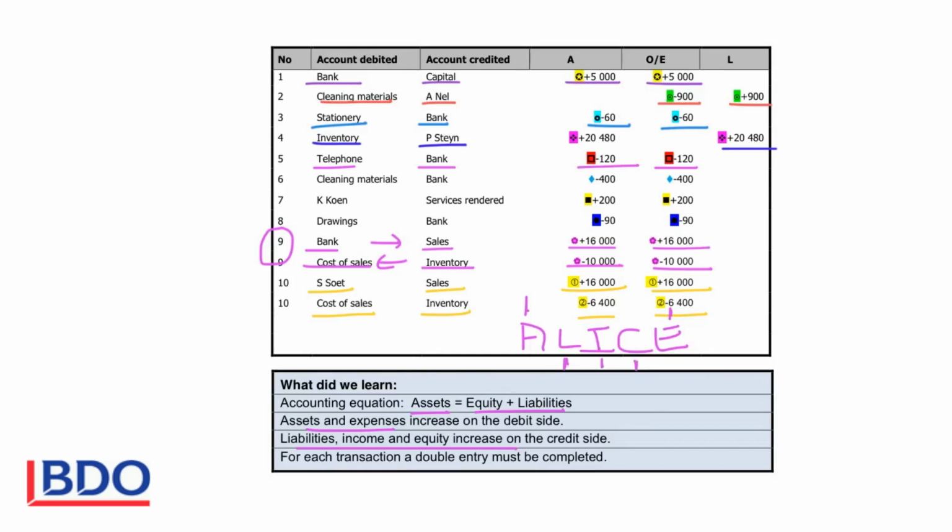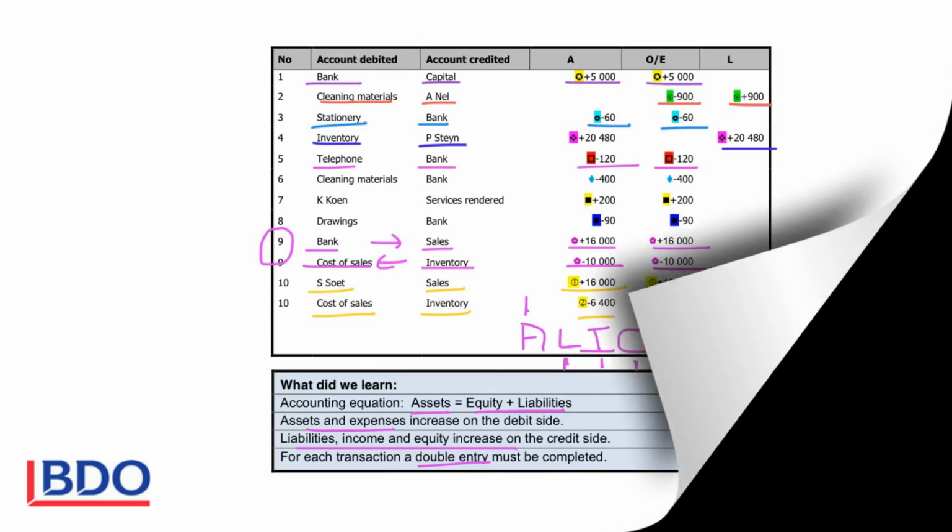For every entry that you complete, you have to do a double entry. That means you have to do one on the debit side and a similar entry on the credit side to complete the double entry for the same figure.